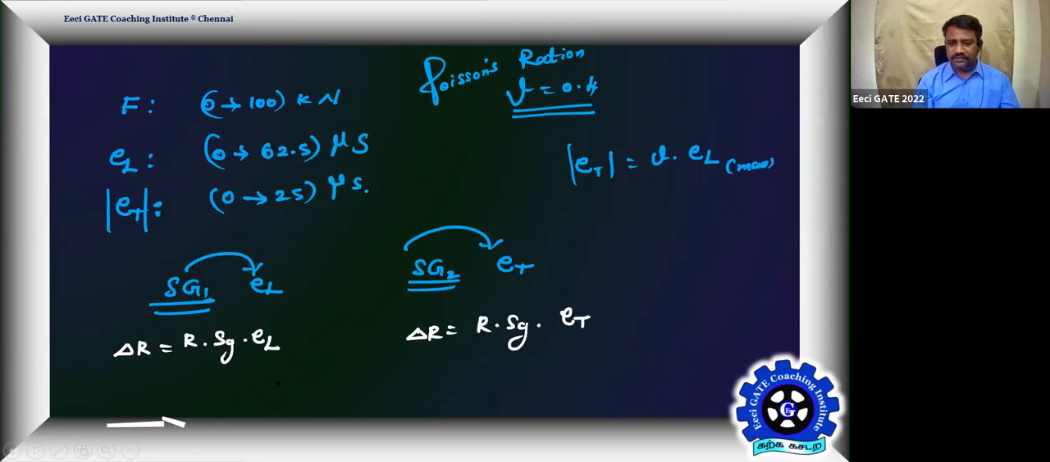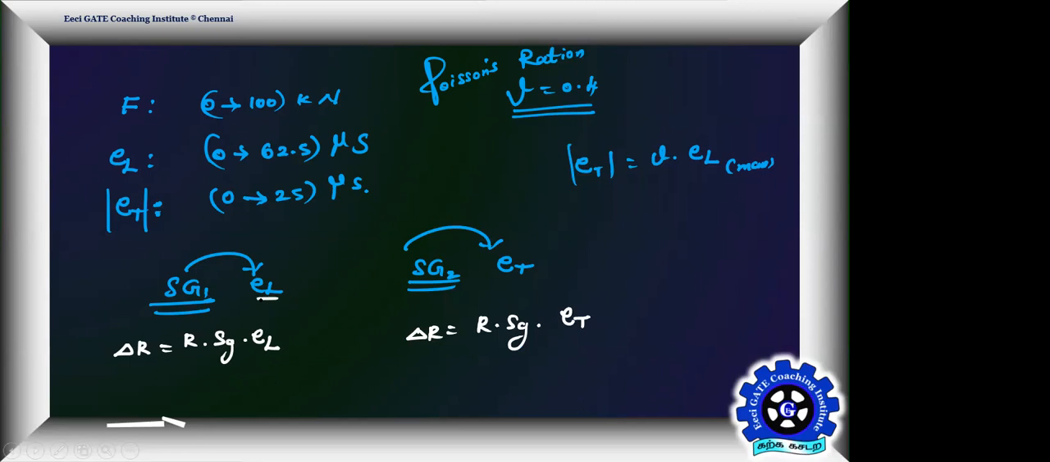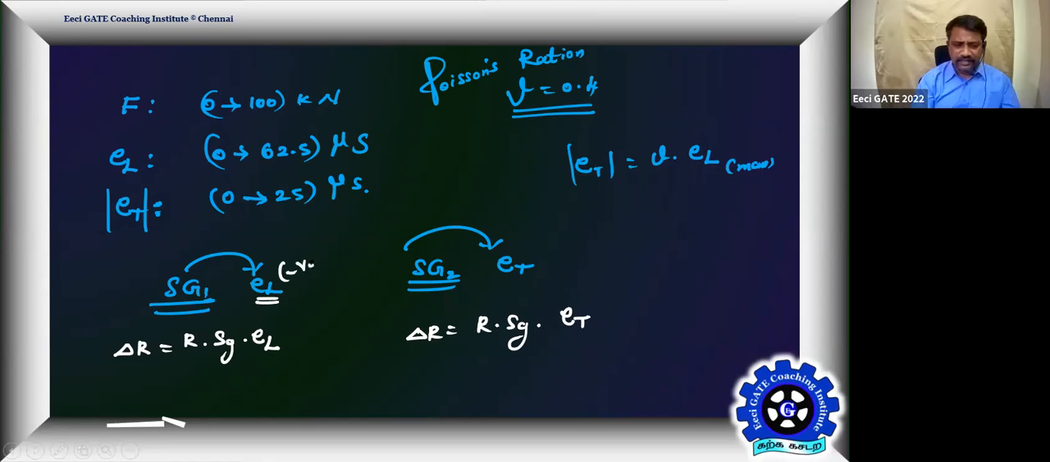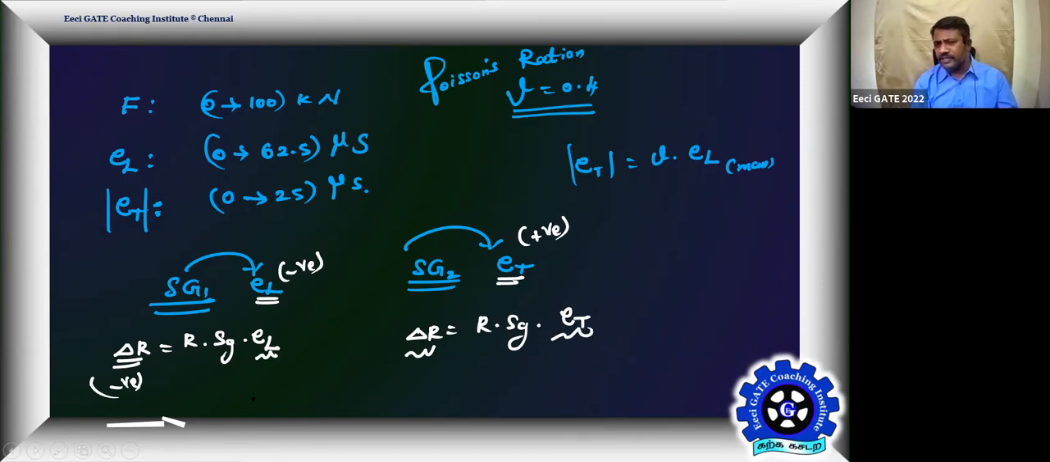Yes, sir. EL is a negative strain, so delta R will be negative. And ET is what? When EL is negative, ET will be positive. Why? It is increasing the width while it is decreasing the length. So ET is positive, and this change will be positive. This change will be negative. All of you getting? Because EL is negative, automatically delta R will be negative. ET is positive, automatically delta R will be positive. Agree, all of you?